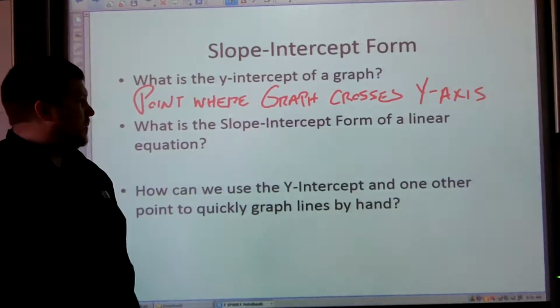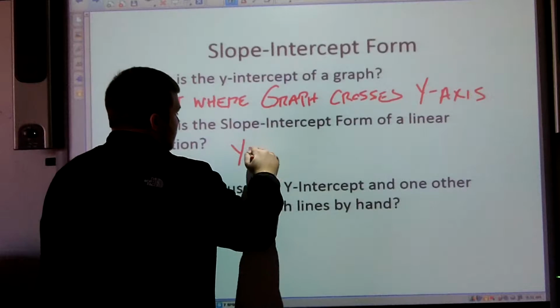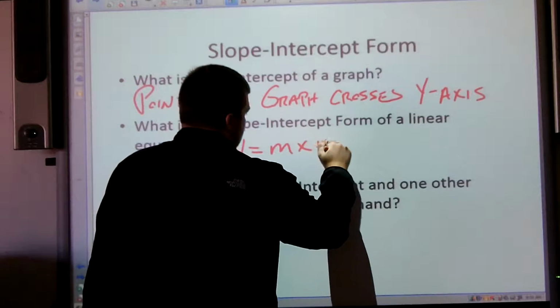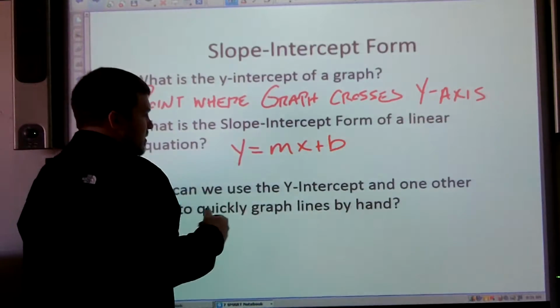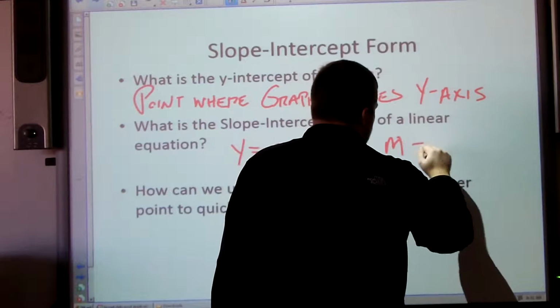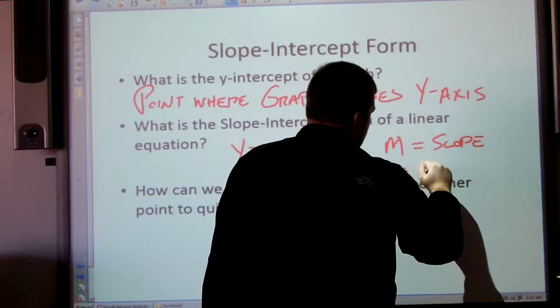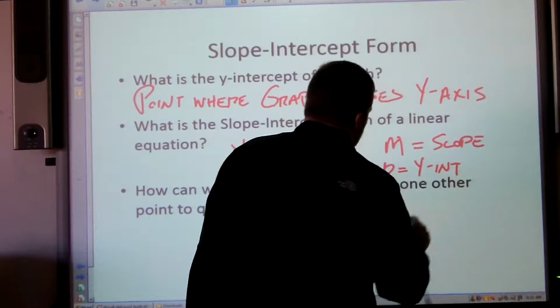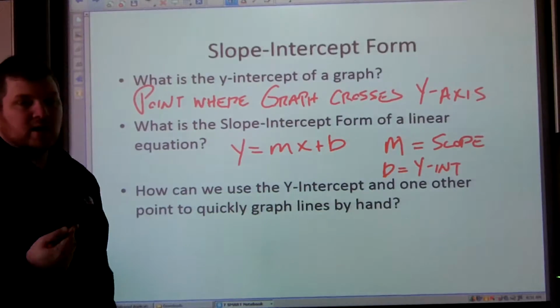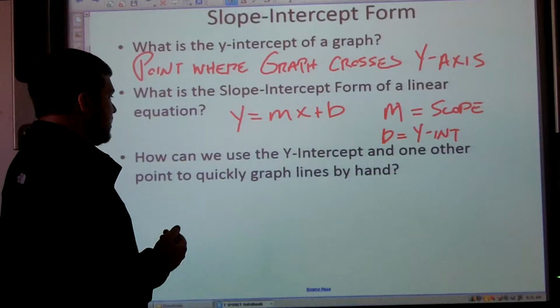And then what's the slope-intercept form? Okay, slope-intercept form, that's just the tried and true y = mx + b. Here, m is the slope, and b is the y-intercept. And again, those are constants, so we're going to have those numbers and they're going to stay the same.